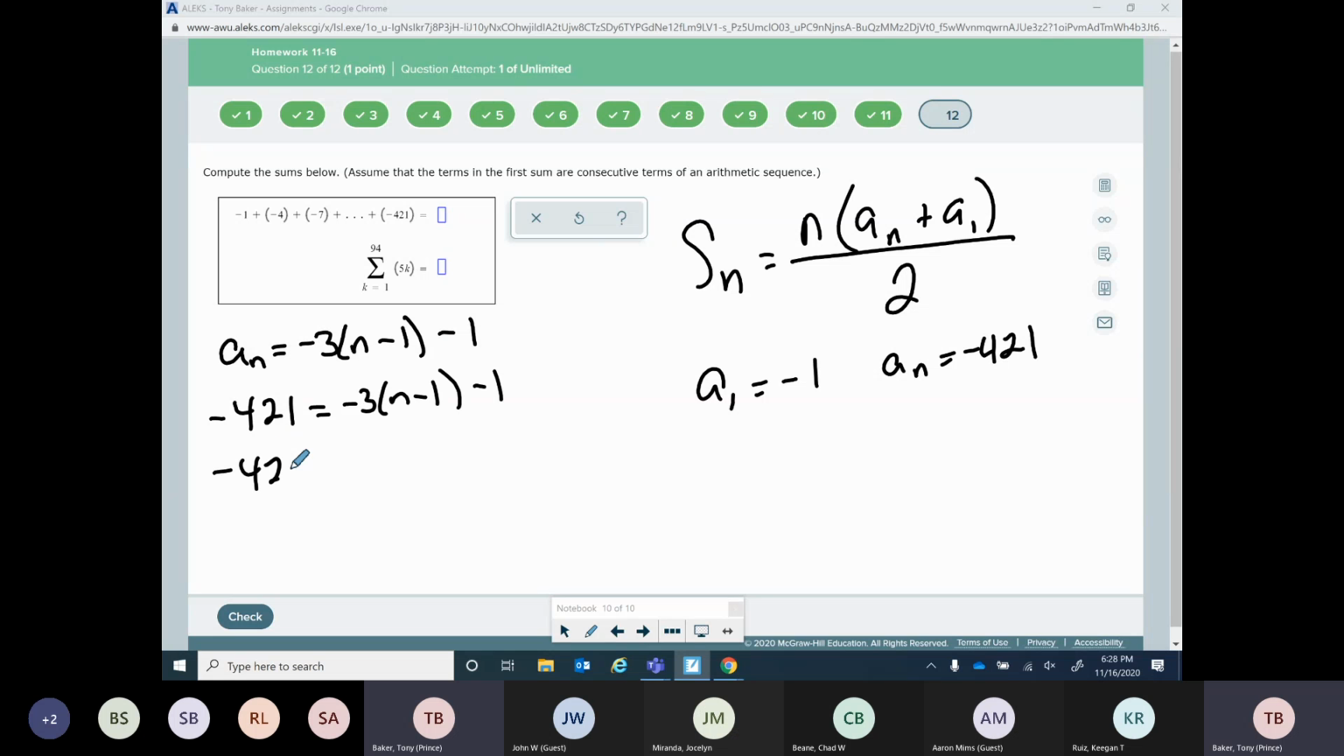So I have -420 divided by -3. So I get 140. So I get 141 is n. And you can do a quick little check just to make sure that works. So if I do the 140 times -3, and then minus the original one, I get the -421, so it does work. So n is 141.